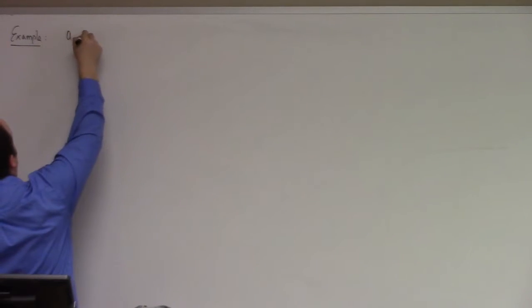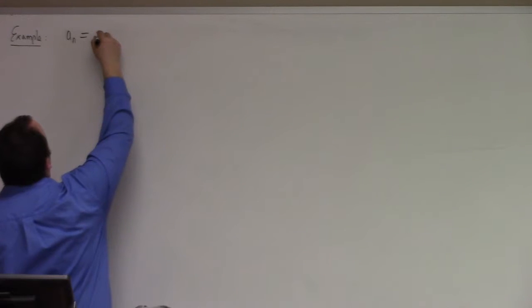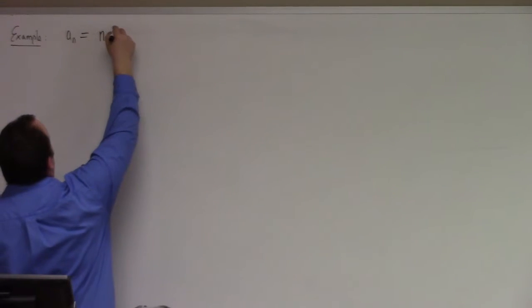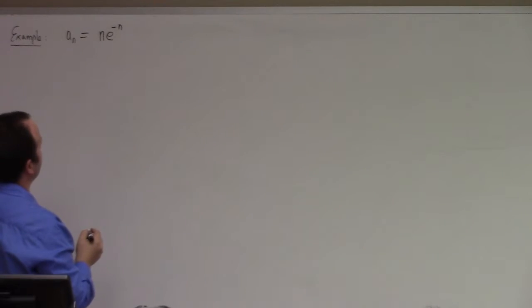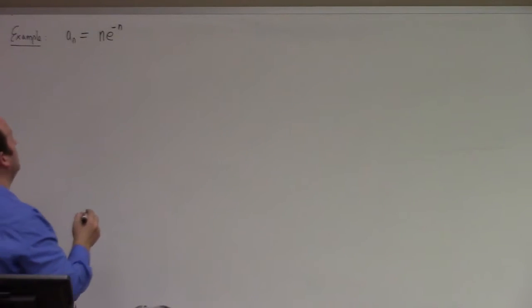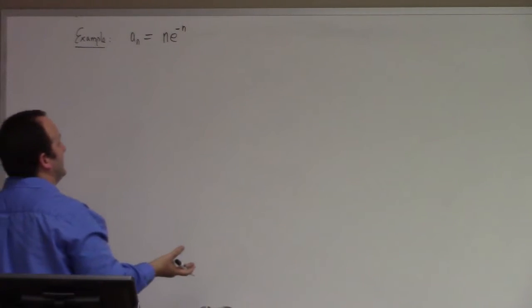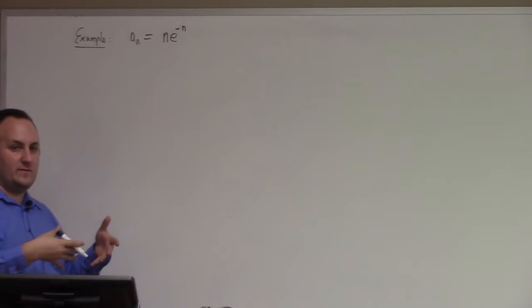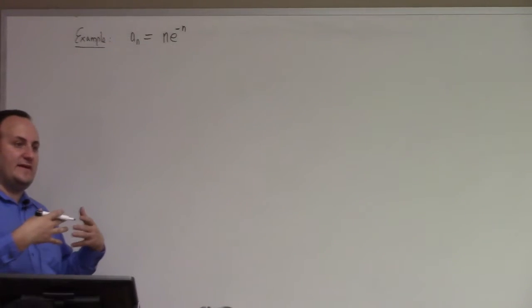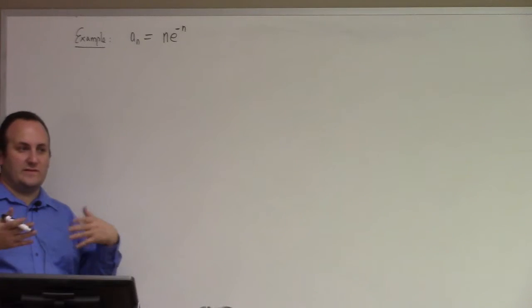So here a sub n equals something like, I don't know, n e to the minus n. So this thing, we're kind of torn between worlds, right? Because on the one hand, n is getting bigger and bigger and bigger. On the other hand, e to the minus n is getting smaller and smaller and smaller. So which one wins?